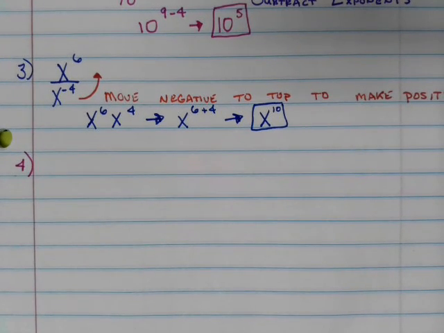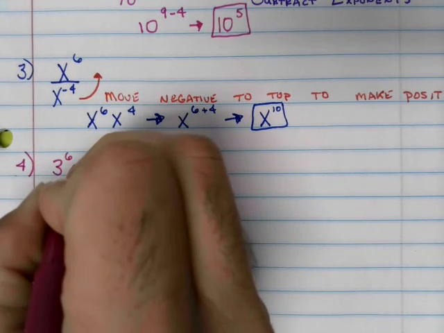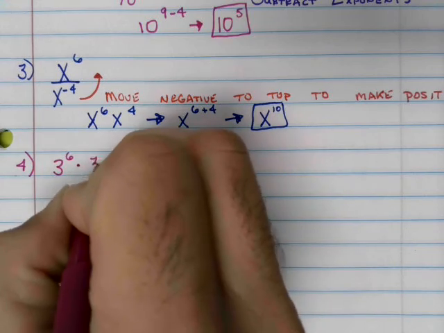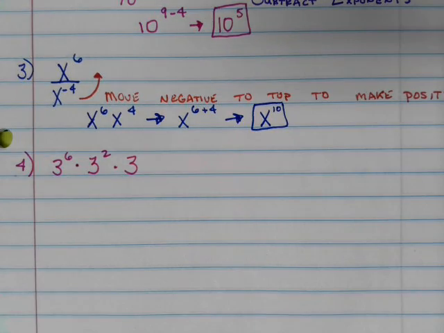Let's look at number 4. It says simplify, and we're simplifying 3 to the 6th times 3 squared times 3. So we have multiplication, which is the product rule. And with the product rule, what do we do with our exponents? We're going to add them.